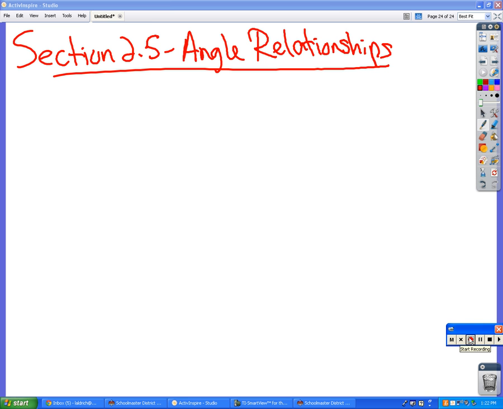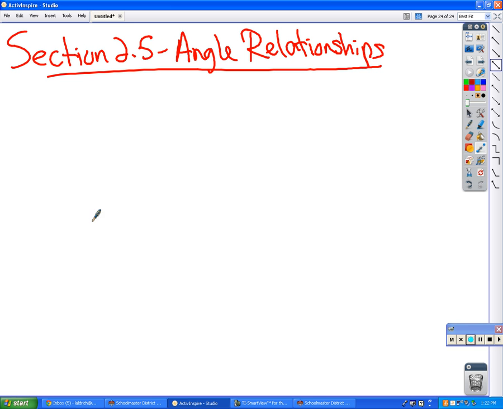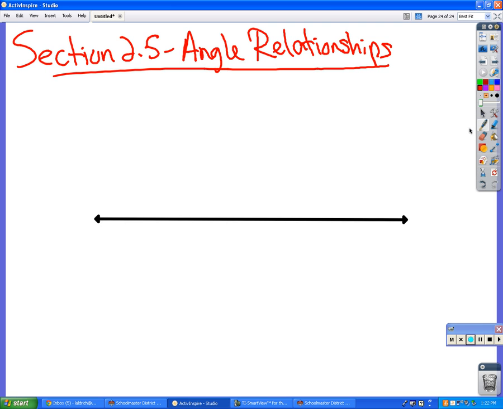Okay, what we're going to do today is learn a couple of different angle relationships. They are angle relationships that you probably know already, so it's not going to be super exciting. But what we're trying to do is learn a little bit more about how this whole inductive reasoning thing works, and what the difference is between deductive reasoning and inductive reasoning.